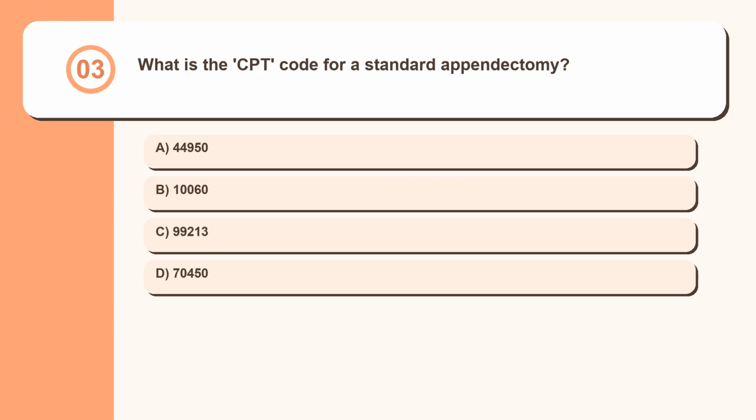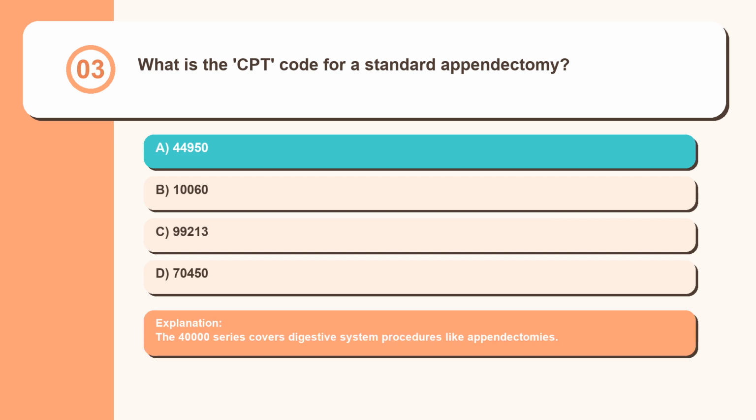Question 3. What is the CPT code for a standard appendectomy? 44950, 10060, 99213, 70450. The 40,000 series covers digestive system procedures like appendectomies.